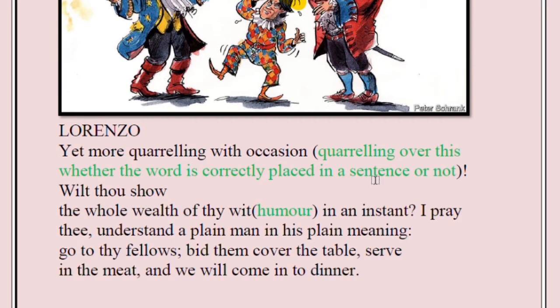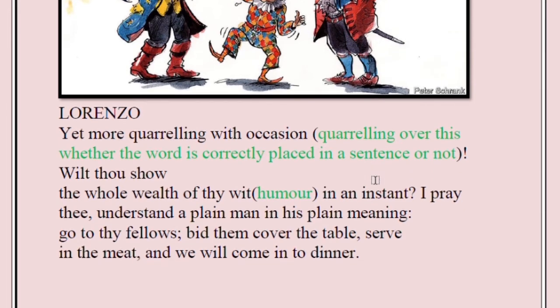Lorenzo: Yet more quarreling with occasion. So Lorenzo says, my goodness, you are still quarreling? You are still finding words that I have not placed correctly. Wilt thou show the whole wealth of thy wit? That means, will you show all your wit, all the humor that you have, in this instant? At this present moment, you are going to exhaust all your wit or humor? I pray thee understand a plain man in his plain meaning.